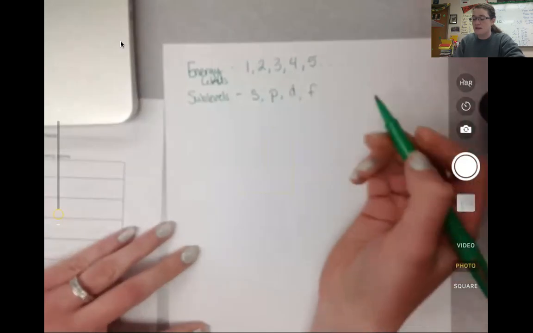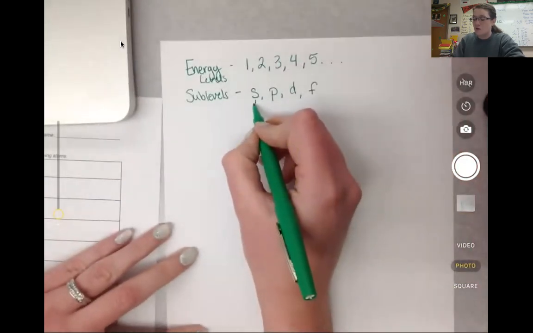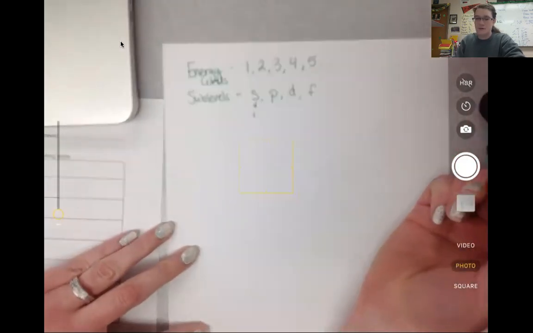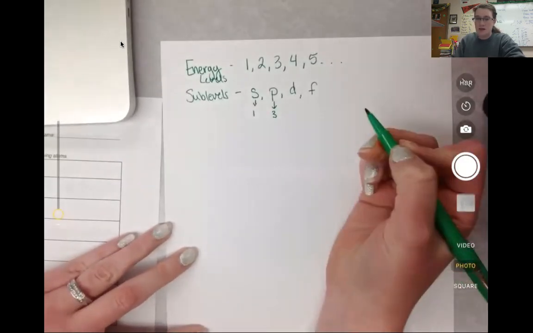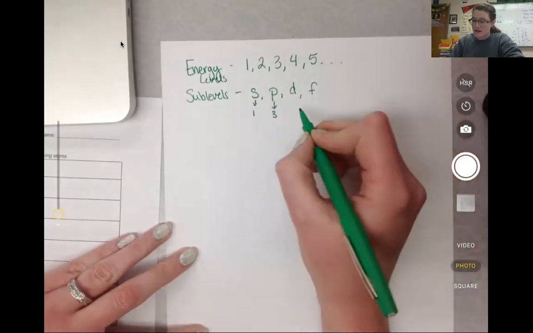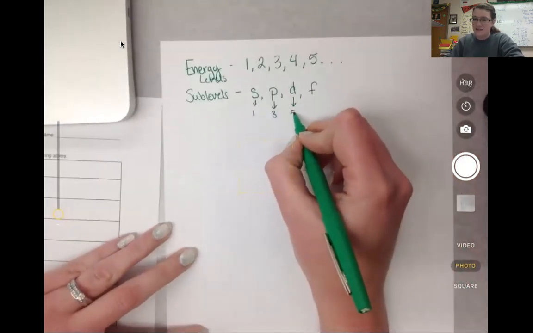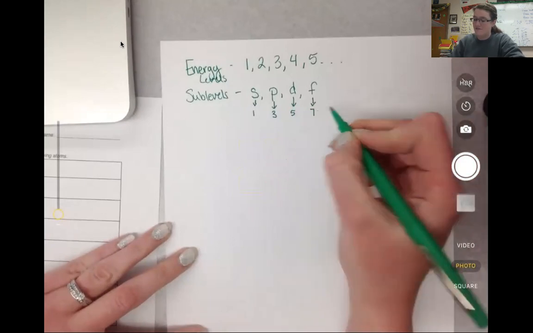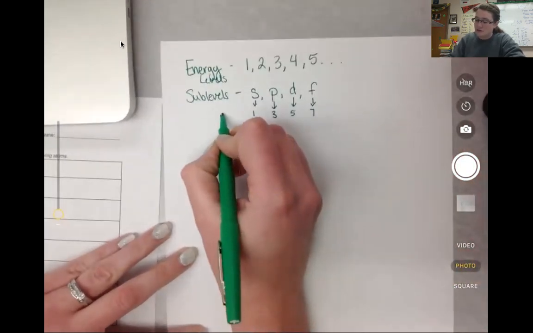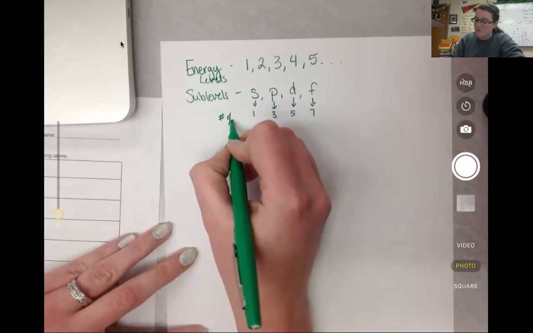Let's just refresh how many different orbitals are within these. There is only one s orbital. There are 3 p orbitals, 5 d orbitals, and 7 f orbitals. So this is the number of orbitals right here.